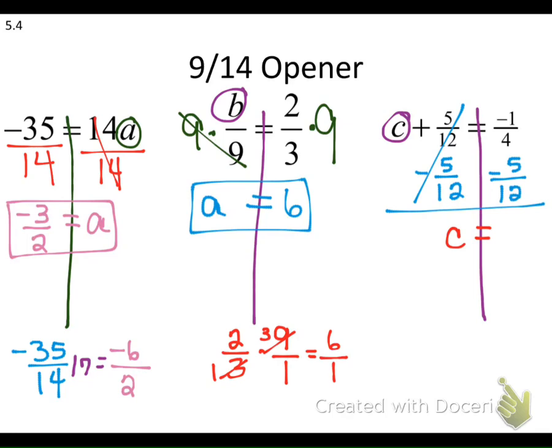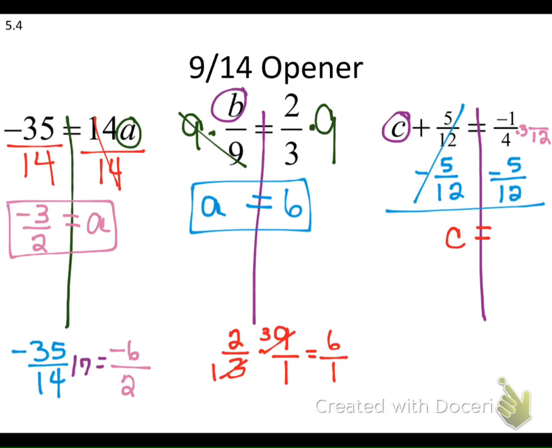If I skip count by 4, I would count 4, 8, 12, 16, and if I skip count by 12, I'd do 12, 24. Well, the lowest number they both share is 12. So I'm only going to have to change the denominator of one fraction here. Again, what I'm showing in the pink, you don't have to do. 4 times what gets me to 12? 3.